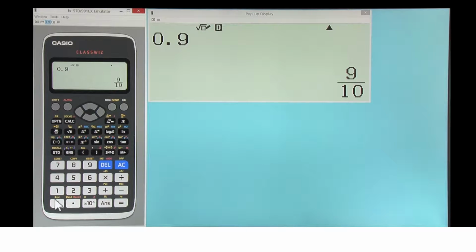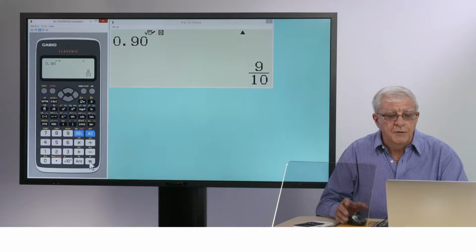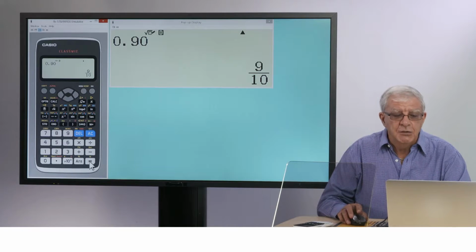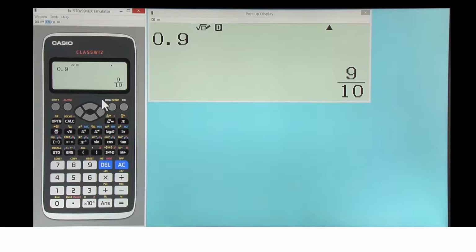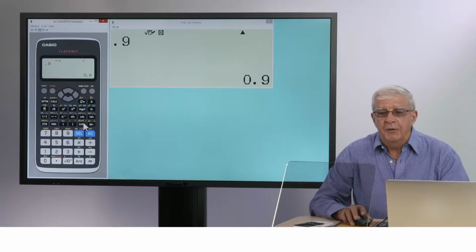Notice that 0.90 gives the same fraction, although some students think that 90 is larger than 9, so that 0.90 should be larger than 0.9. If the leading 0 is omitted, which is a poor practice, the ClassWiz tolerates this, but still gives a fraction and refers to 0.9 in the correct way.